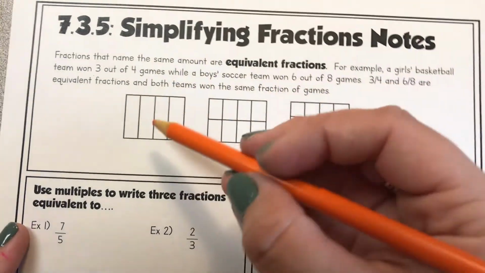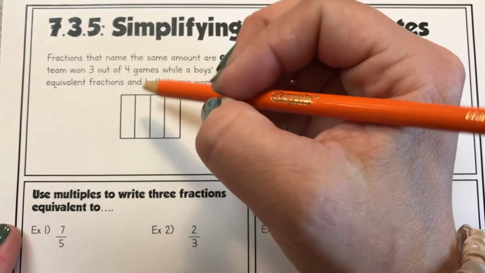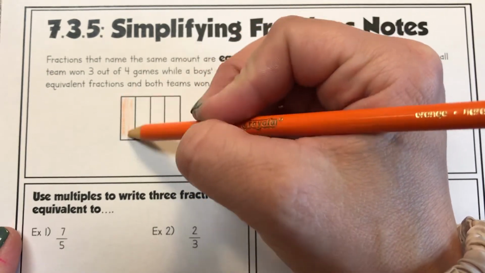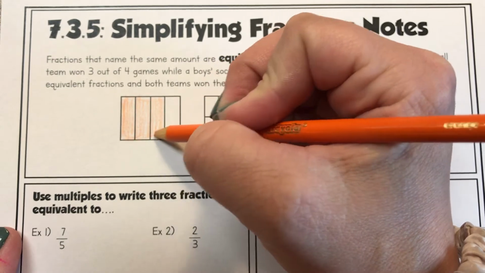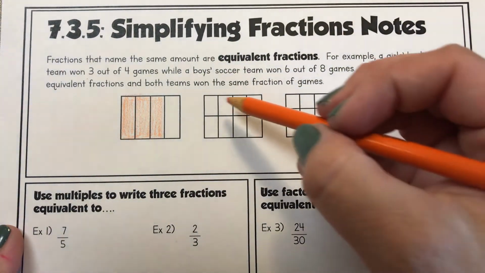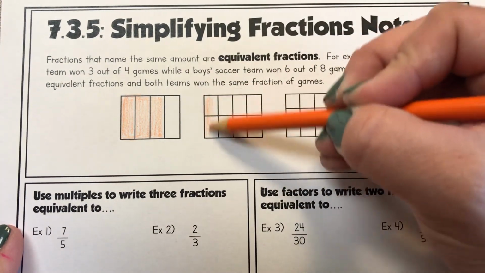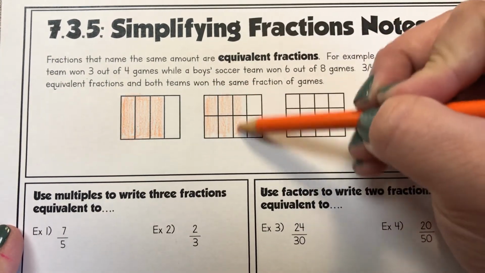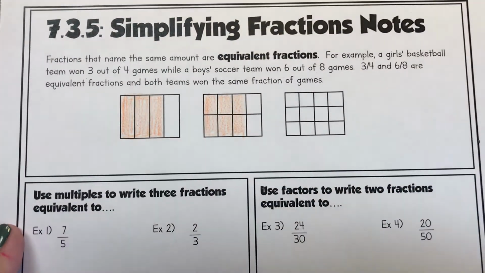So, for example, these boxes are all the same size, right? So if I have my box divided into 4, the girls' team won 3 out of 4. So I'm going to shade 3 out of the 4 boxes. Okay, and then here's the same size box, but it's split up into 8 sections. And the boys' team won 6 out of 8. And if you look at that, that's the exact same amount.